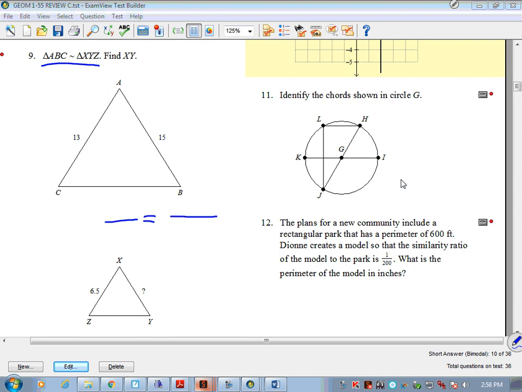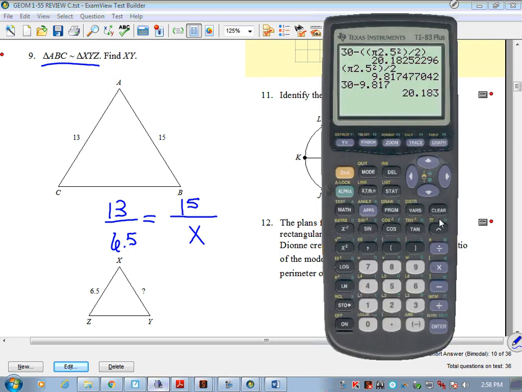I can set this up as big triangle, 13, over little triangle, 6.5, is congruent to big triangle, 15, over the unknown portion of the corresponding side length of the little triangle, x. From here, I just cross multiply and divide. 6.5 times 15 divided by 13. I should get 7.5, and 7.5 is it.